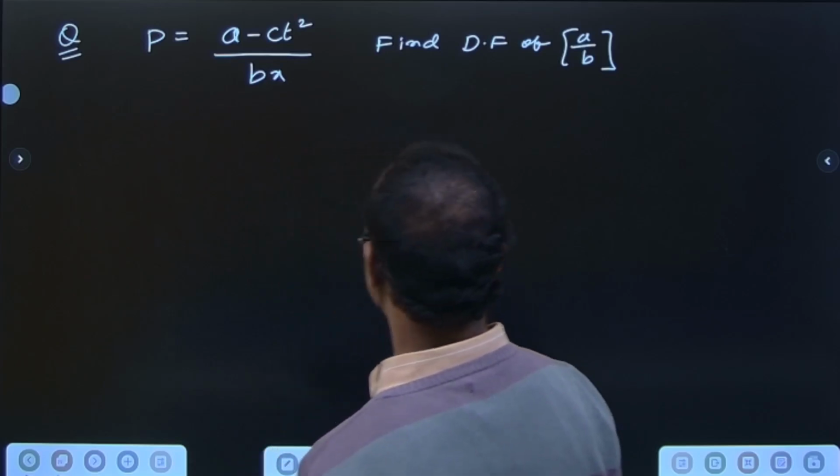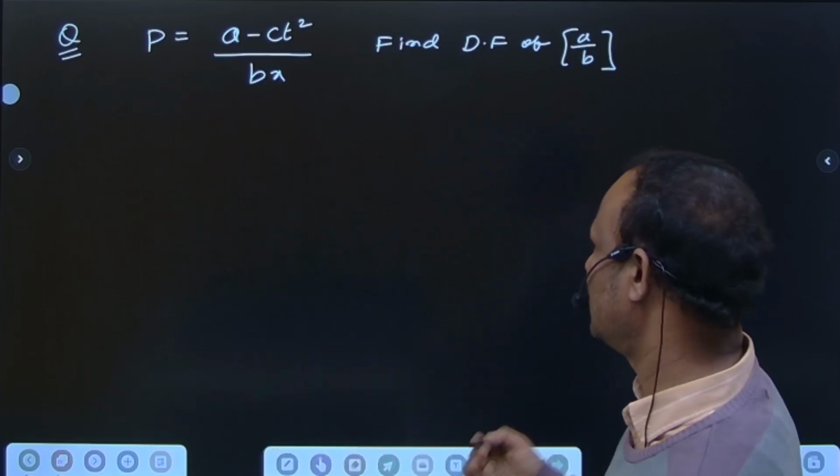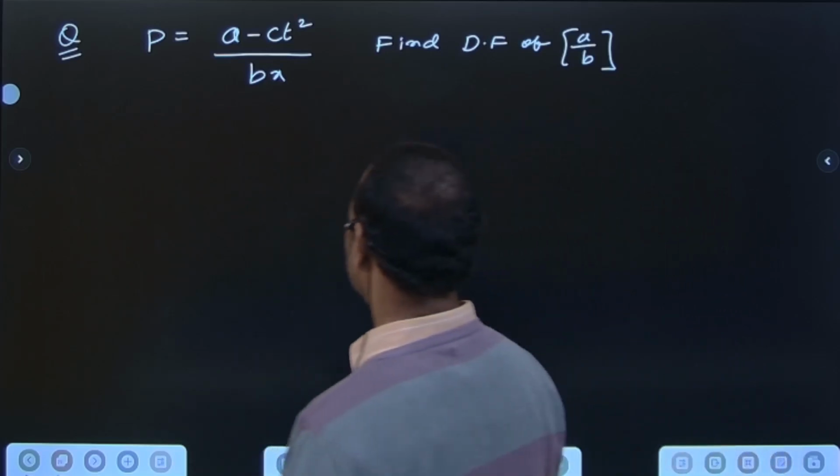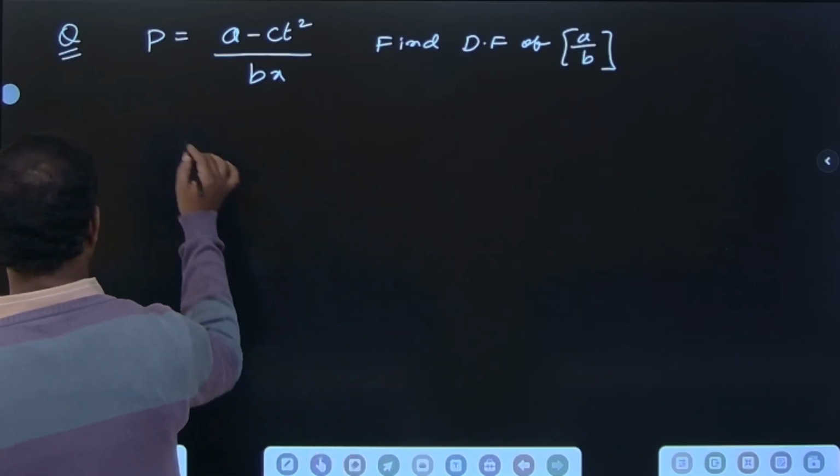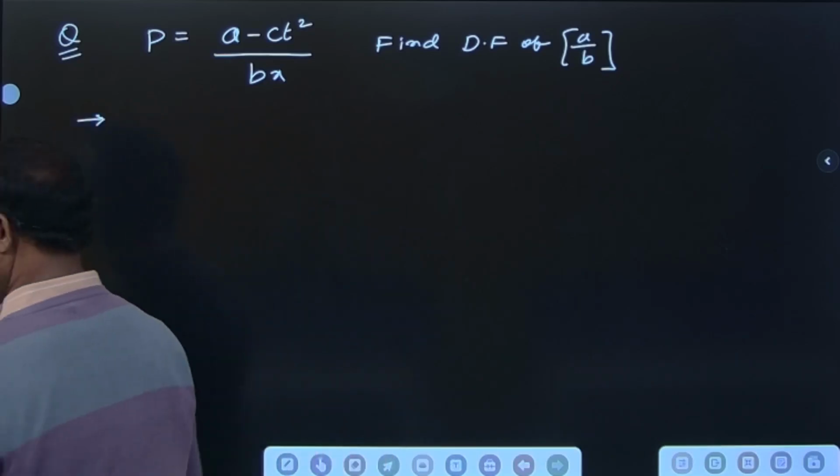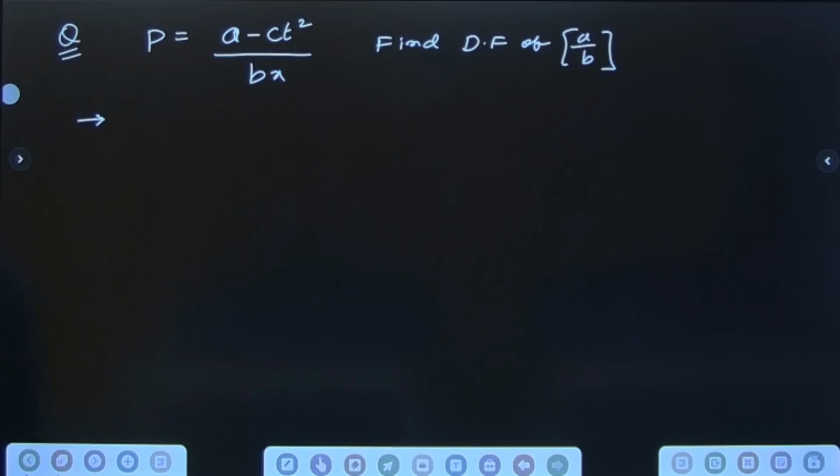A by B into C by B also. A by B plus whatever is given as this. So for the first one, what are the terms? The terms have their regular meanings. Regular meanings means what? X is displacement. T is time taken.